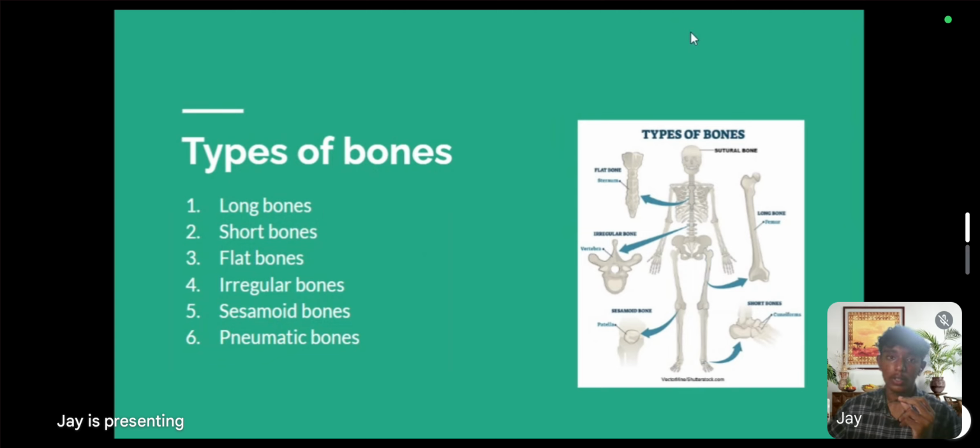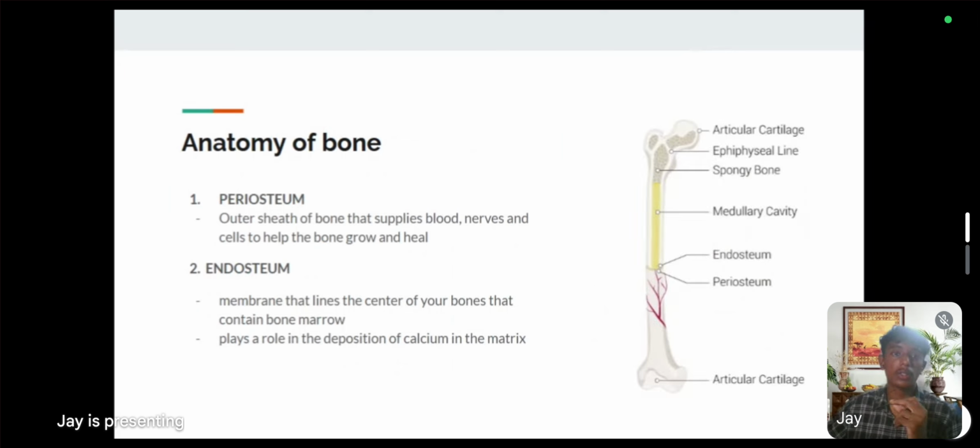So let's just go over the anatomy of the bone. The anatomy of the bone, firstly, is the periosteum. The periosteum is basically the outer sheet of bone that supplies blood, nerves, and cells to help the bone grow and heal. Next is the endosteum.